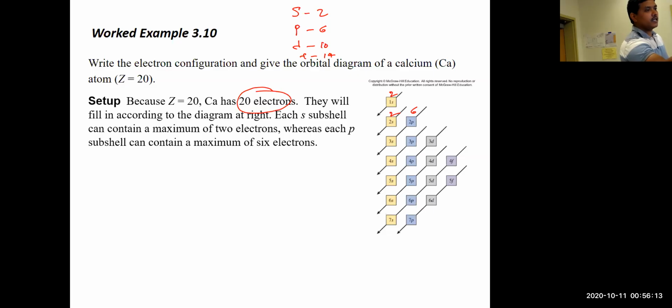Then you fill 3s, so 2 electrons here. You have used up 12 electrons so far. You still have 8 electrons, which means you can completely fill the 3p with 6 electrons. So far you used up 18 electrons, which means you have 2 more electrons. S can take 2 electrons maximum. So 4s2. Now your electronic configuration is going to be, just read it backwards, 1s2, 2s2, 2p6, 3s2, 3p6, and 4s2.